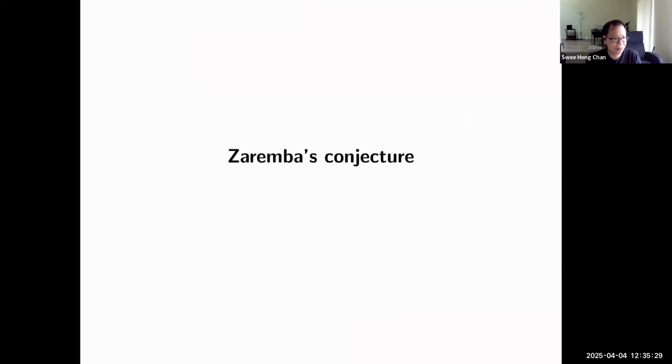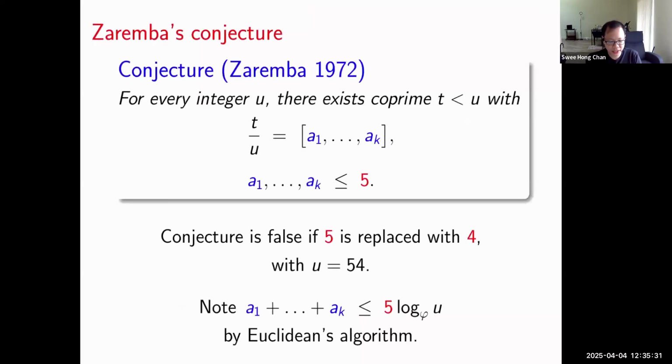To Zaremba's conjecture, to number theory. So here is the conjecture. Sorry for this interruption. This is the conjecture of 1972. It says that for every positive integer u, there always exists a coprime t that is less than u, such that in the continued fraction expansion of t over u, all of the quotients should be less than or equal to 5.